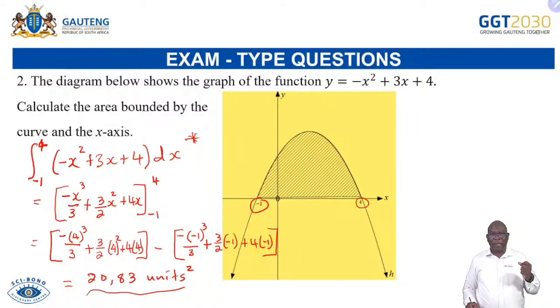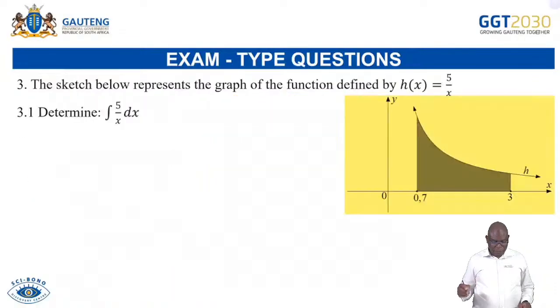Remember, area is length times breadth, or half base times height. The area of all this is two-dimensional. Anything two-dimensional is squared. Anything three-dimensional like volume is cubed. So with area, it's always squared. So you must write your units. Okay. Right.